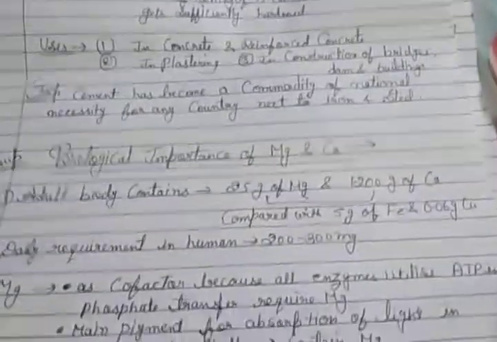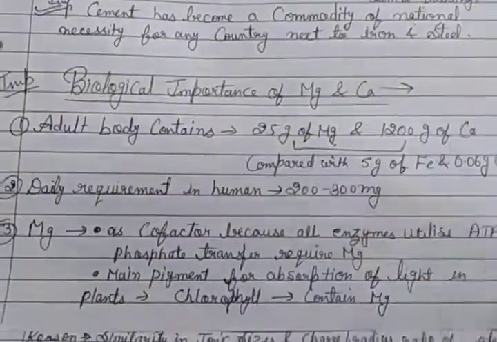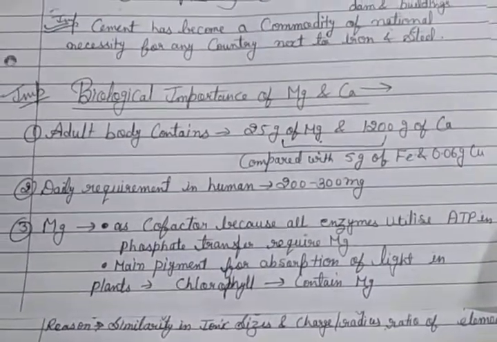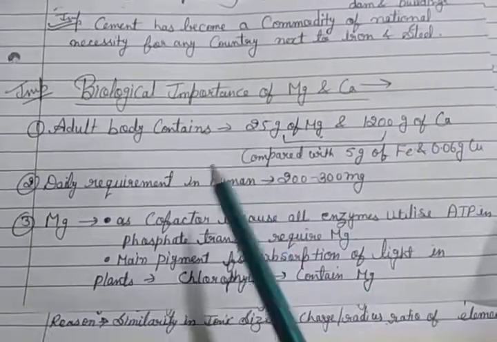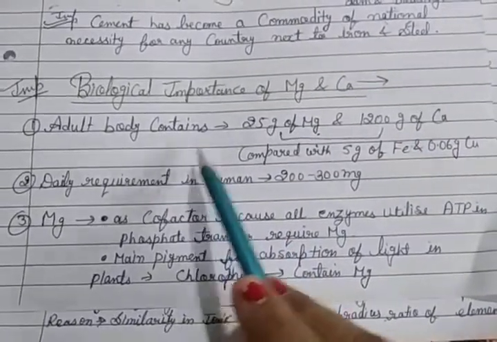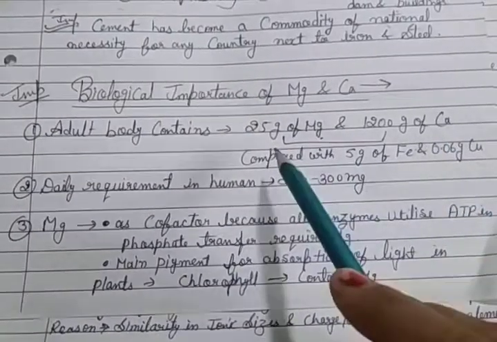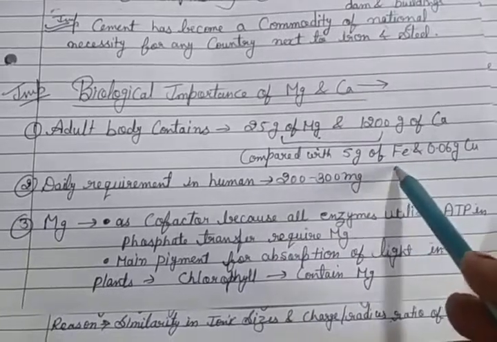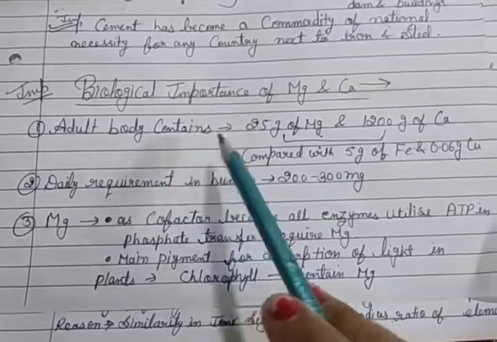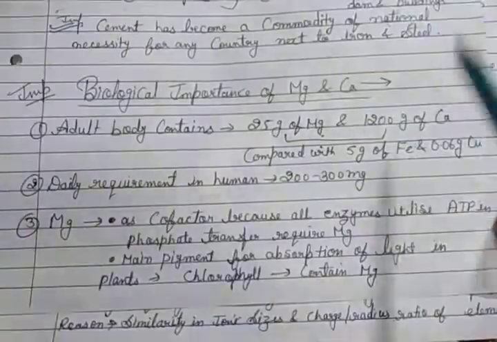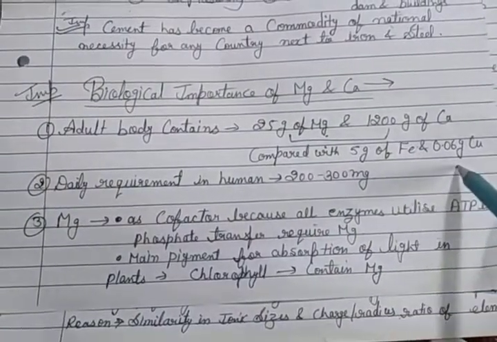Then next is the biological importance of magnesium and calcium. An adult body contains 25 gram of magnesium and 1200 gram of calcium, compared with 5 gram of iron and 0.06 gram of copper.